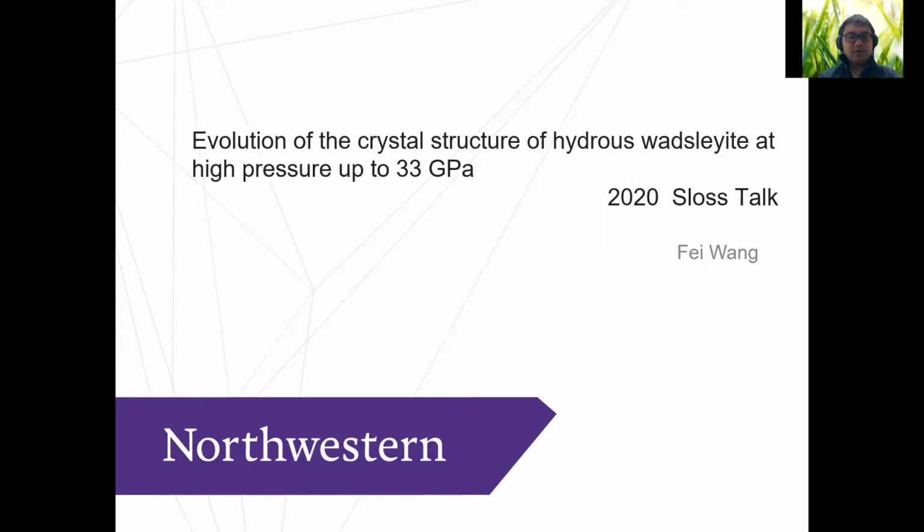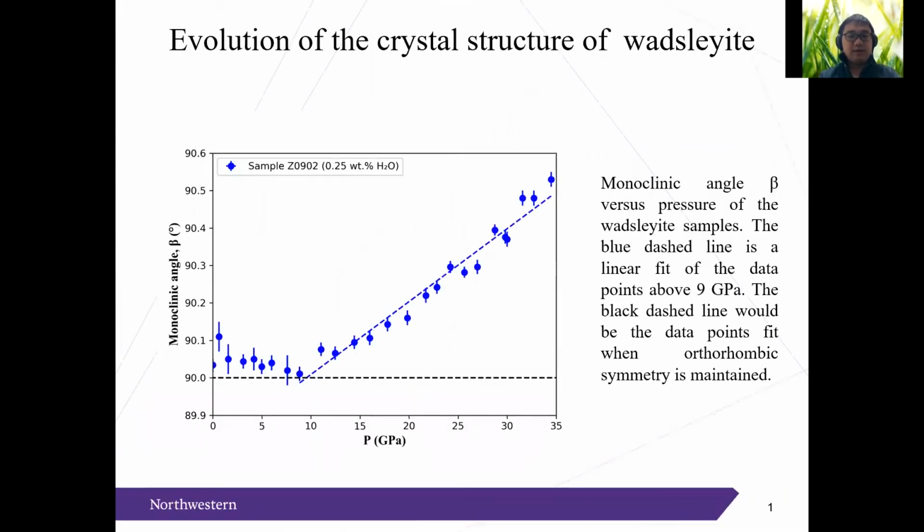The difference between the two symmetries is largely the monoclinic beta angle. So if this angle is 90°, it's orthorhombic. But if this angle deviates from 90°, we have monoclinic. And people assume hydrous wadsleyite is orthorhombic. This is probably true at room pressure and maybe pressure below 10 GPa, because the previous results indicate that the beta angle is very close to 90°, and this angle does not change with pressure.